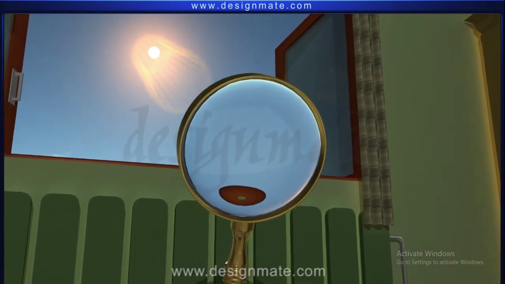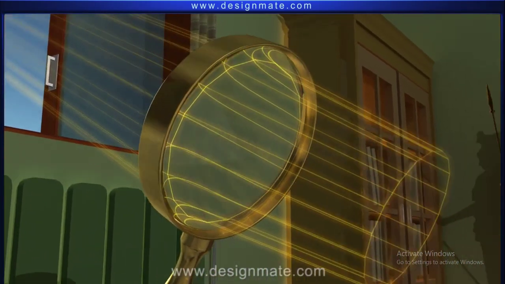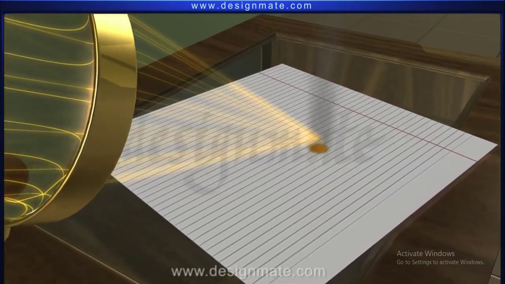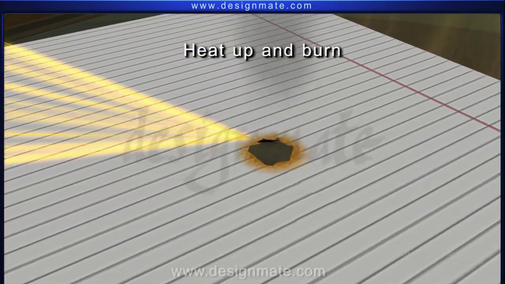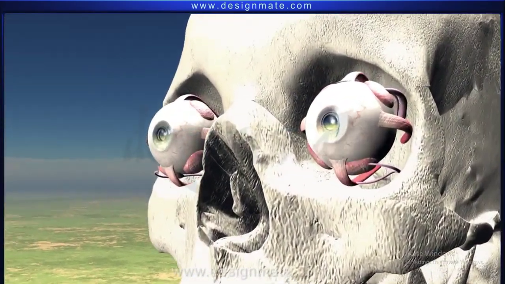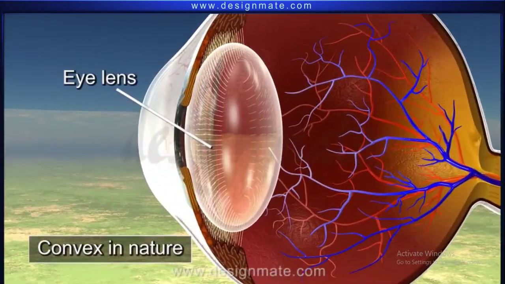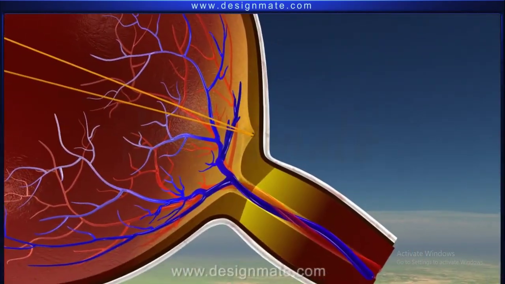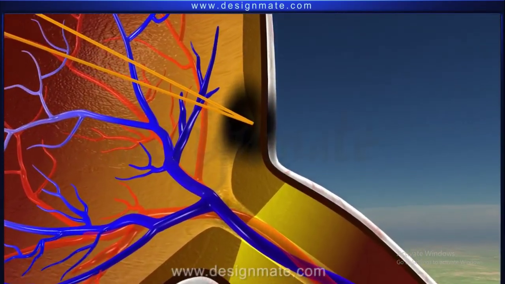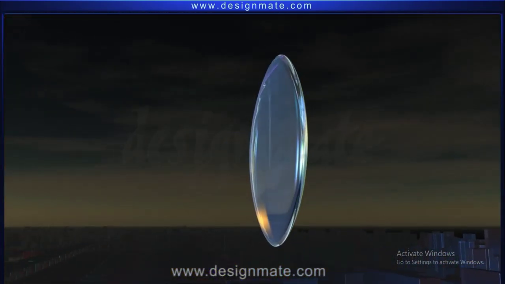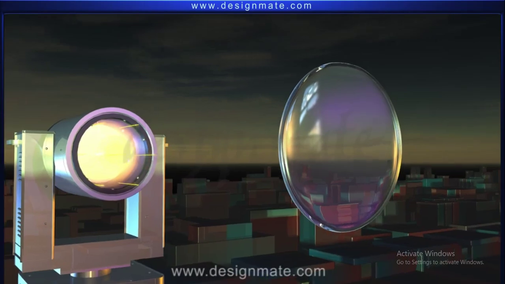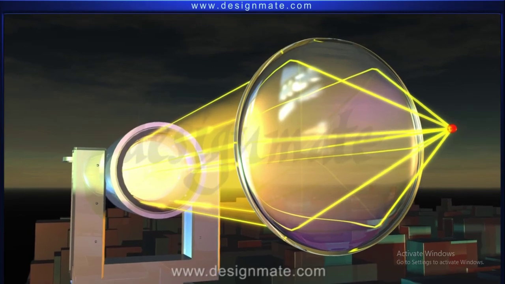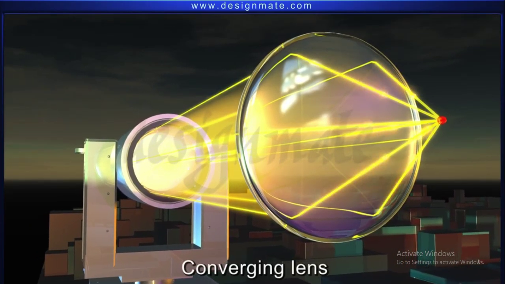The convex lens can focus the light from the sun to a point on the other side of the lens. The concentration of light energy at this point causes the paper to heat up and burn. The lens in a human eye is convex in nature. We should not look at the sun directly as it can damage our eyes permanently. Hence, we've understood that the rays of light incident on a convex lens get converged on the other side. So it can also be called a converging lens.